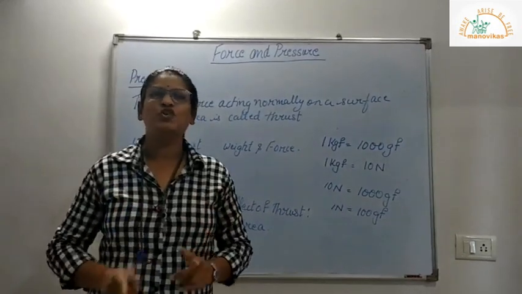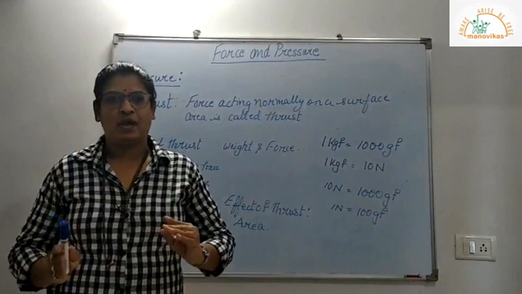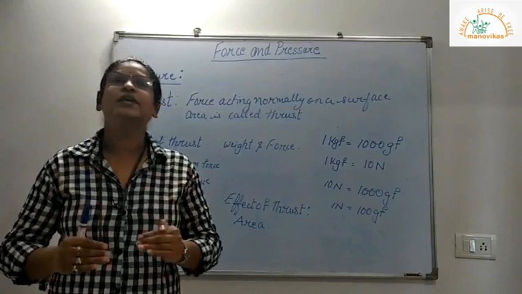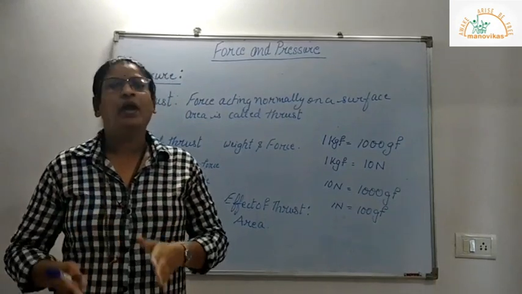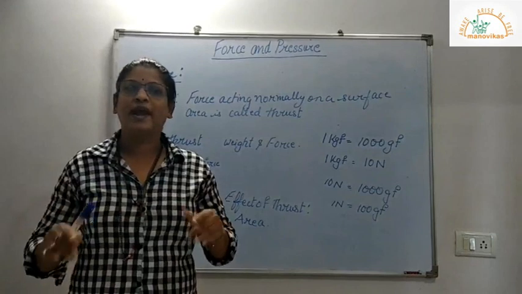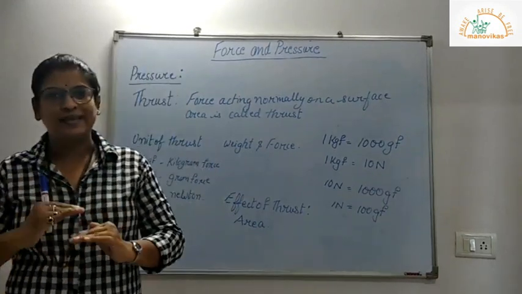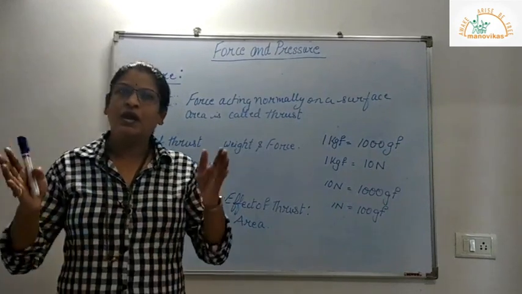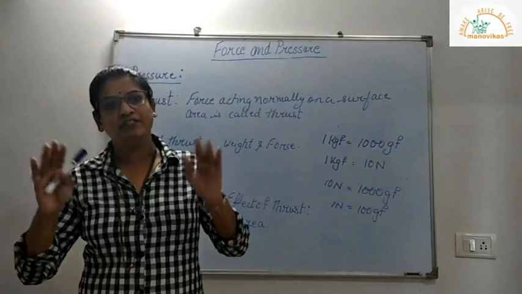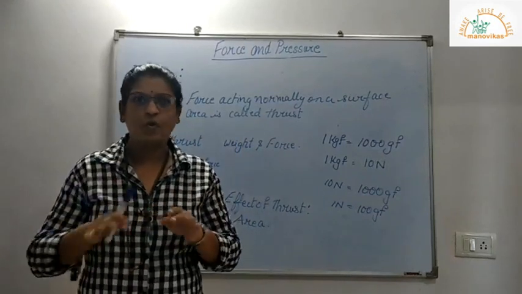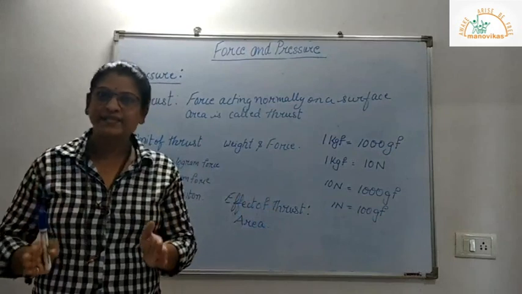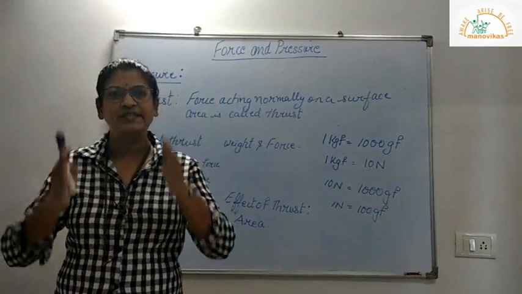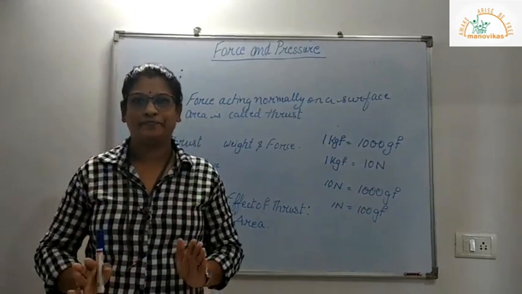The first example is of loose sand. When we stand on the loose sand, our feet sink into the sand. But if we lie down on the loose sand, our body does not sink that much. This is because the larger the surface area, the effect of thrust is less when we lie down, and the lesser the surface area, the effect of thrust is more when we stand on the loose sand.